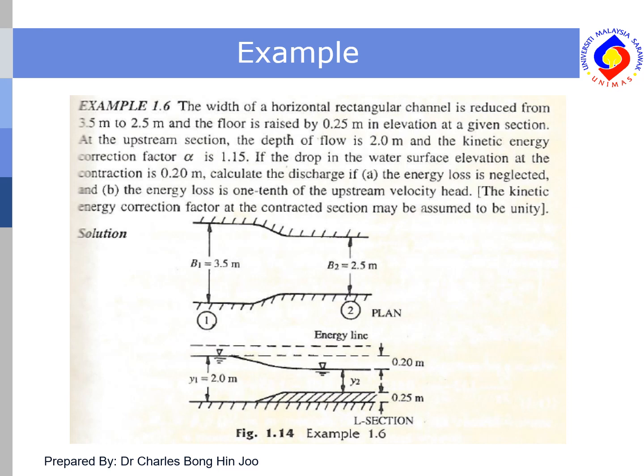If there is a drop in the water surface elevation at the contraction, given as 0.2 meter, you are to calculate the discharge for the first condition, where the energy loss is neglected, and the second condition, where the energy loss is 1/10 of the upstream velocity head. The kinetic energy correction factor at the contracted section can be assumed as 1.